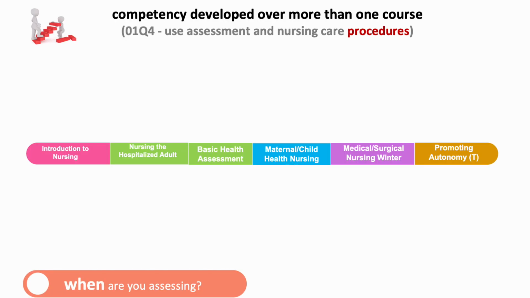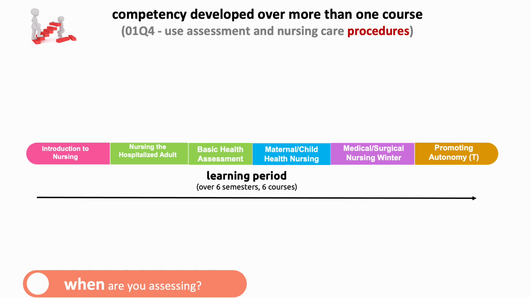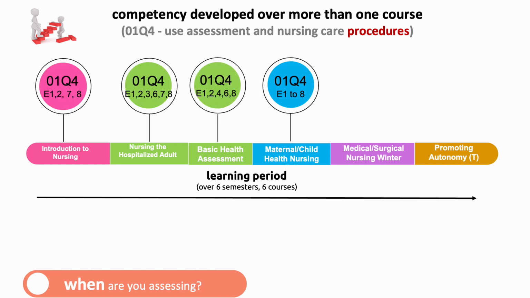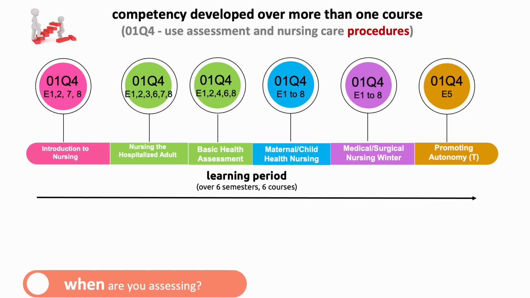The Intro to Nursing course is not the only course developing 01Q4, use assessment and nursing care procedures. This competency is developed over the entire program in 6 courses, where each course develops some or all of the elements of the competency, culminating in the last course developing only one element related to assessing a patient's autonomy.